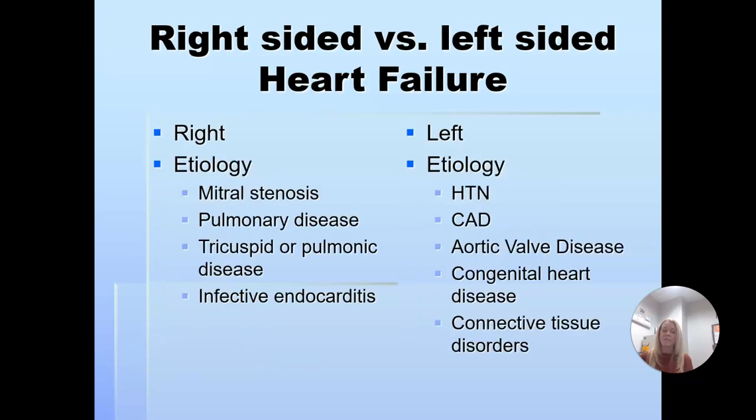Causes of right versus left-sided heart failure, and left-sided is much more common, but right-sided could be mitral stenosis, pulmonary disease, tricuspid or pulmonic disease, infective endocarditis, or left-sided heart failure can then trigger right-sided. So left-sided could be things like hypertension, coronary artery disease, so you can see why that's much more common, aortic valve disease, congenital heart disease, and connective tissue disorders.